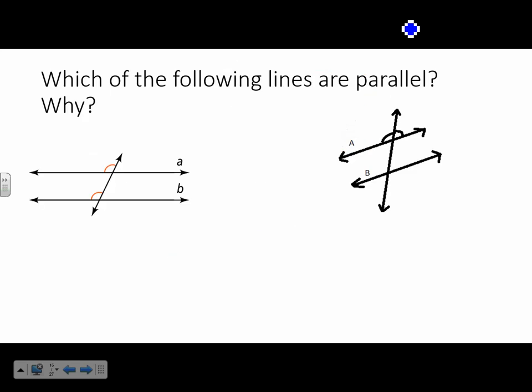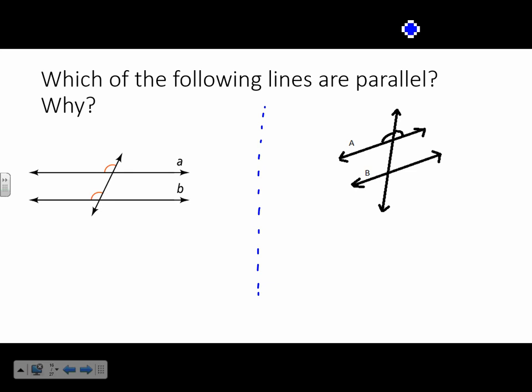So the next one, we're going to try to decide which of these two lines are parallel. And these are two separate questions, or maybe not, I guess I don't know, but I'm going to look at them as two separate questions. So which of the following lines are parallel?